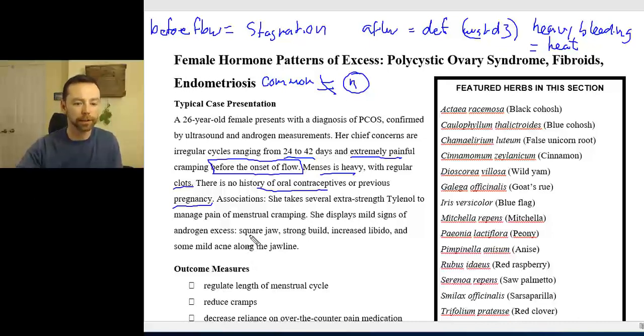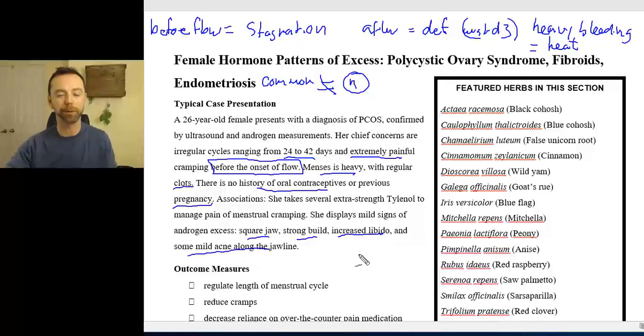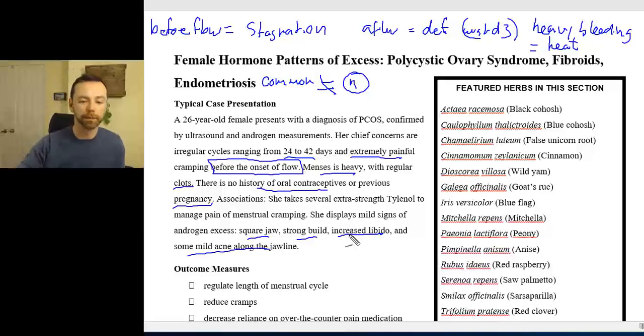Mild signs of androgen excess. So we've got square jaw, strong build, increased libido, and mild acne along the jawline. Now, why did my voice go up with increased libido? Because, one, sometimes this is the one thing women like about their overall pattern. Like, well, my libido is pretty good and I'm pretty strong. So the outcomes associated with higher androgens sometimes have some positive benefit. But I don't say it only to mention that.